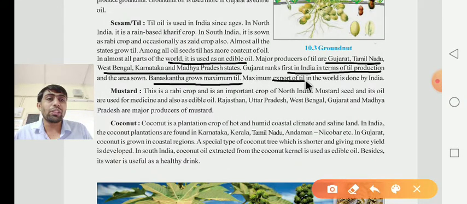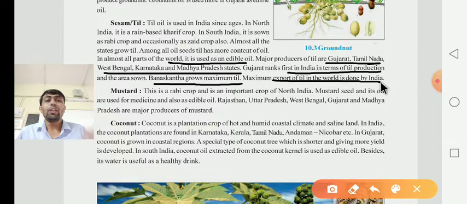Maximum export of til in the world is done by India. If you have to see the export part, the maximum export of til in the world is done by India. Now next, they have given information about mustard.